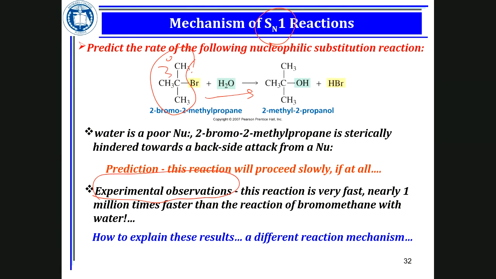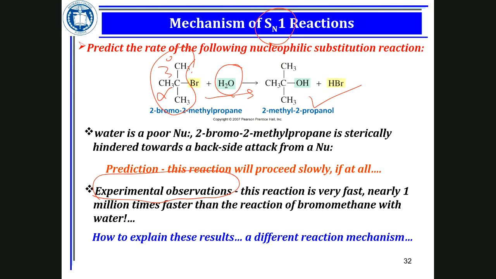Why not SN2? Because this group is very bulky, so it's not good for SN2. The nucleophile is a weak nucleophile, and a weak nucleophile is not good for an SN2 reaction. For SN2, we want a strong nucleophile and a primary or methyl alkyl halide, and none of them exist here. So you have a very weak nucleophile and a very bulky alkyl halide, yet this reaction happens very fast and you get a lot of product, a high percent yield.